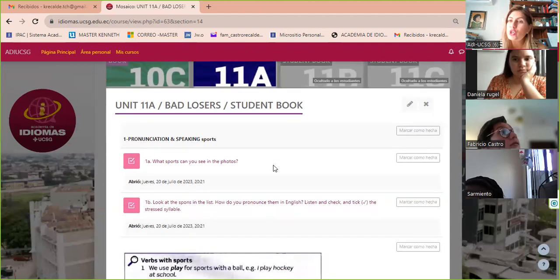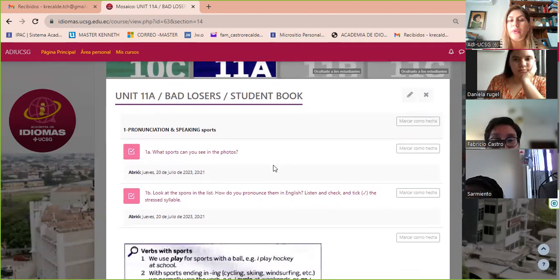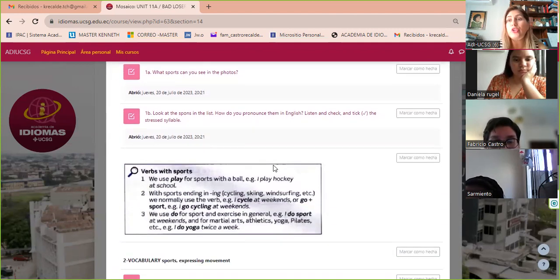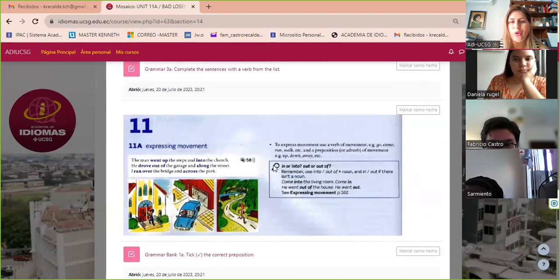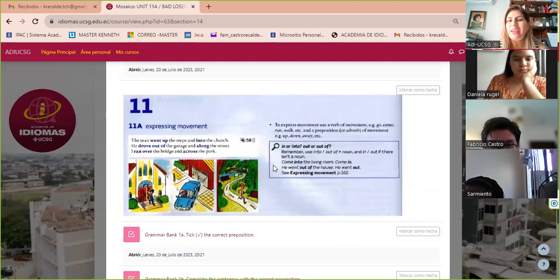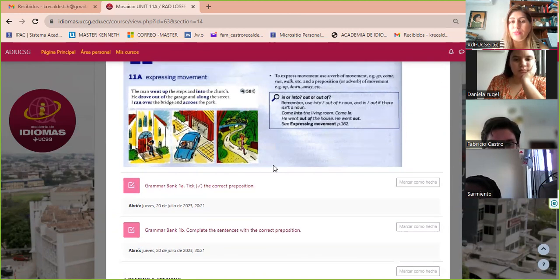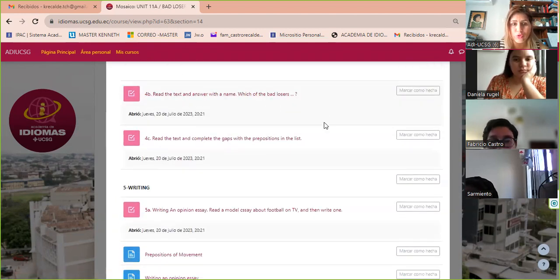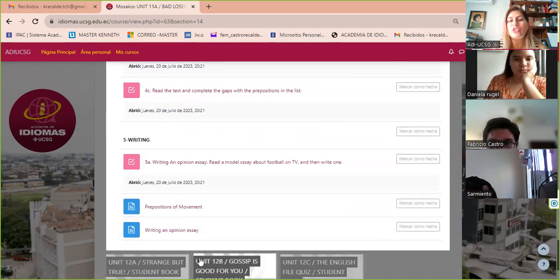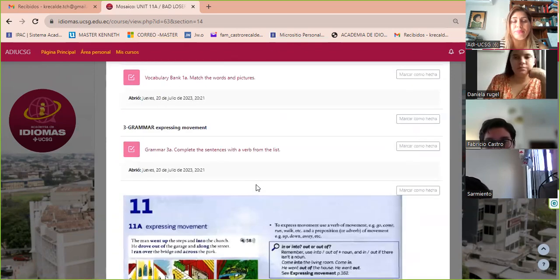Okay, let's see. In this unit 11A, we're going to see about sports. We're going to learn vocabulary about sports. We're going to see the connotation of verbs used with sports. Also, we're going to see in, into, out, or out of. We're going to check what words we use in order to express movement. We have grammar, we have a reading about bad losers, and we have prepositions of movement and writing an opinion essay.